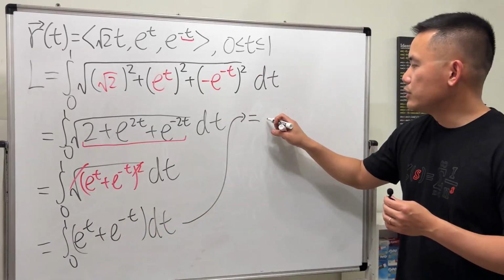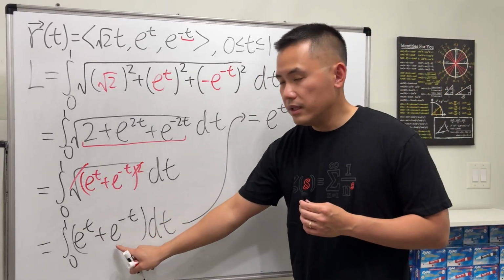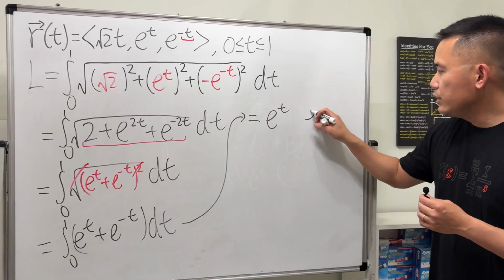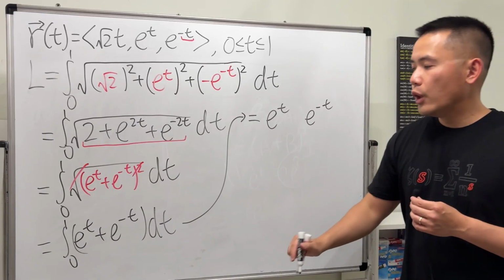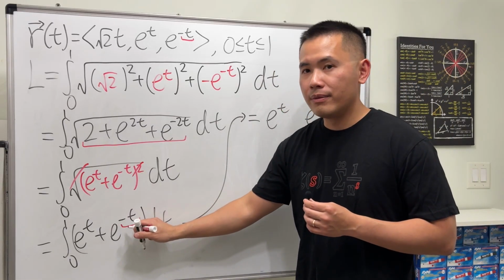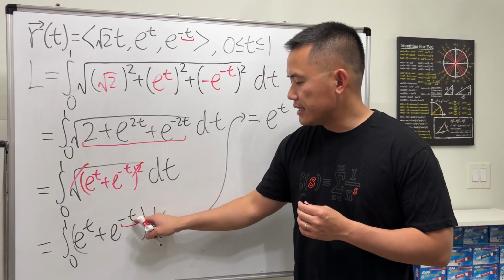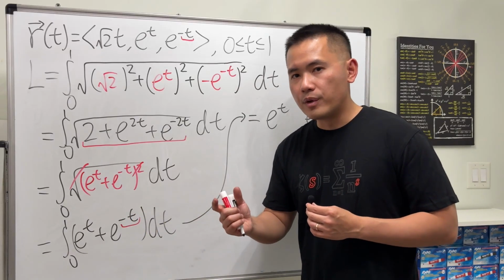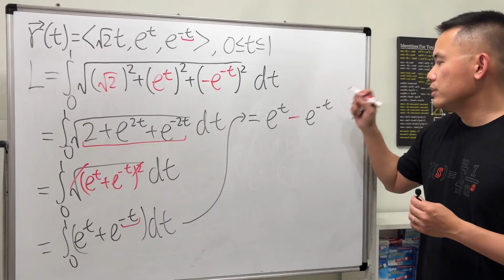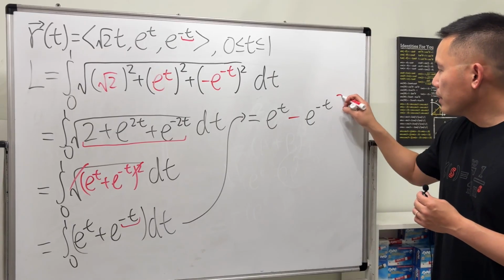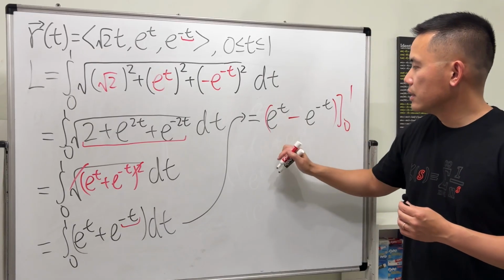Integrating e to the t is just e to the t. Integrating e to the negative t, we have e to the negative t, but we will have to divide by negative 1 because the derivative of negative t is negative 1. It's just a number, we can just divide by it, which gives a negative. And then plugging in the numbers.